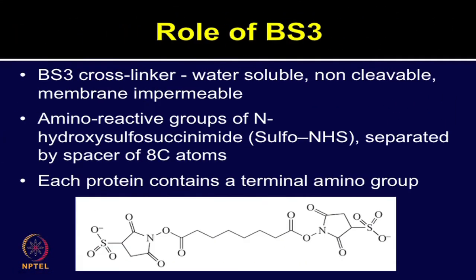The BS3 cross-linker is water soluble, non-cleavable and membrane impermeable. The amino reactive groups of N-hydroxy sulfosuccinimide, sulfo-NHS, are separated by a spacer of 8 carbon atoms, and each protein contains a terminal amino group. Once you have these components ready, you are ready to perform the printing.